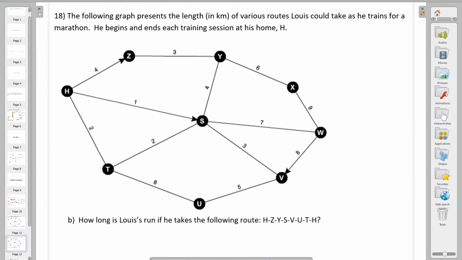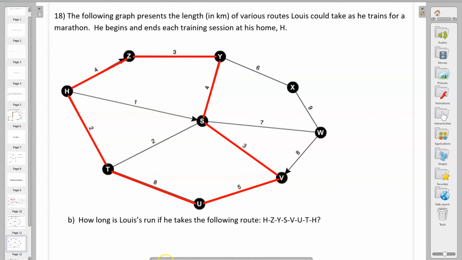The next question asks, how long is Louis' run if he takes the following route? H, Z, Y, S, V, U, T, H. So let's map that out. H to Z, Z to Y, Y to S, S to V, V to U, U to T, and T back to home.